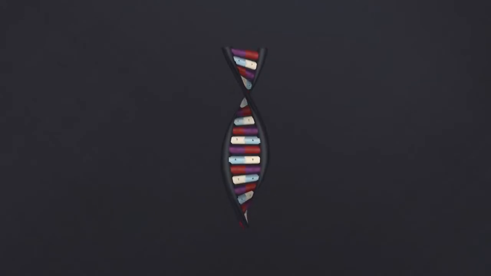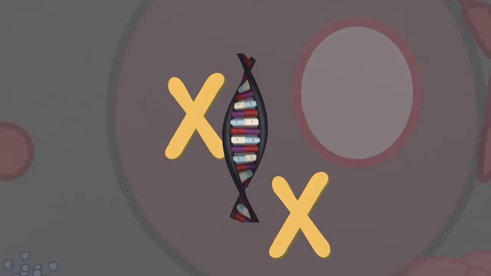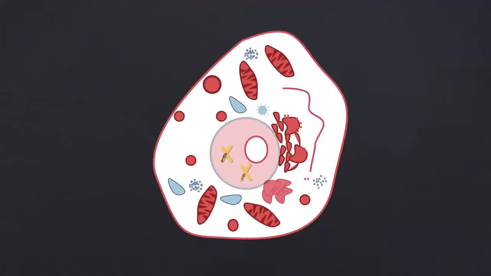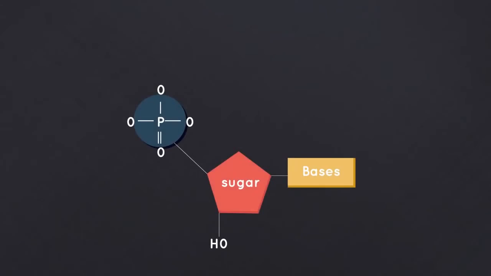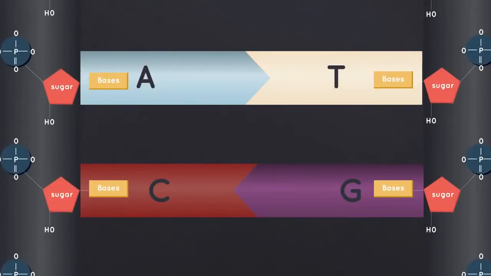So, there you have DNA. You should know that it is usually found in the chromosomes within the nuclei of the cells. It is a polymer and it is made up of lots of nucleotides that contain bases. There are 4 bases: A, T, C, and G, and the bases pair up as AT and CG.